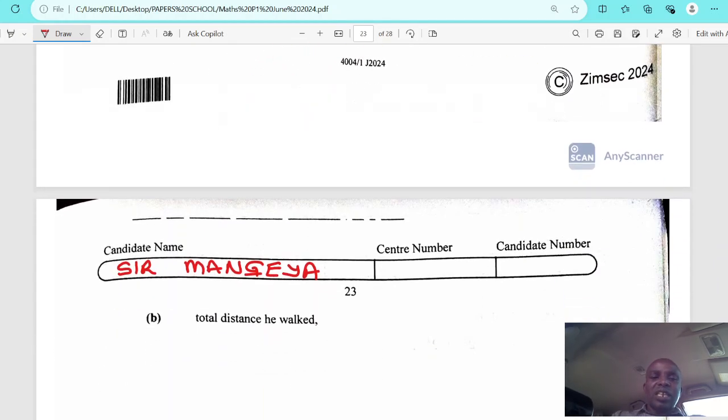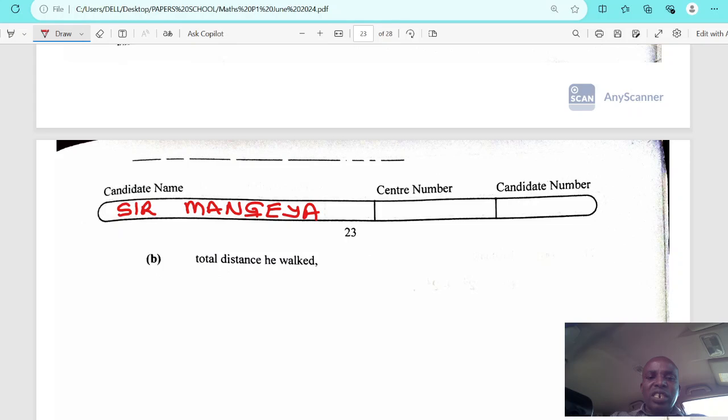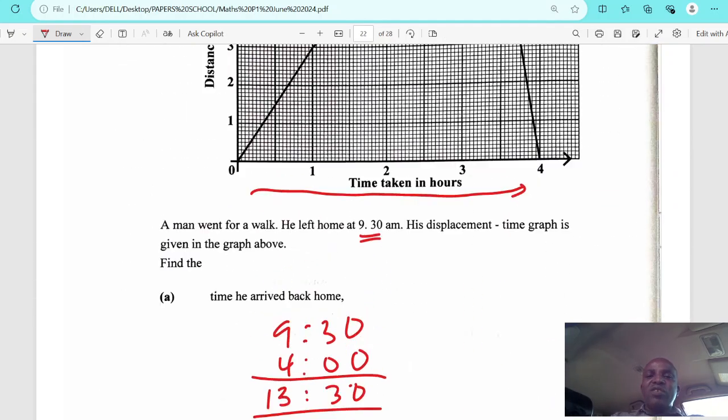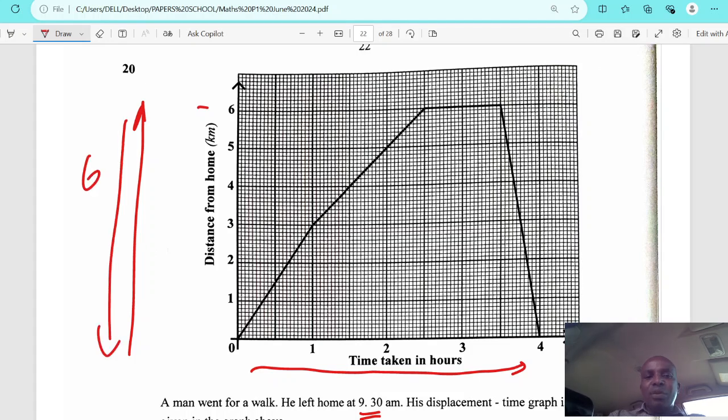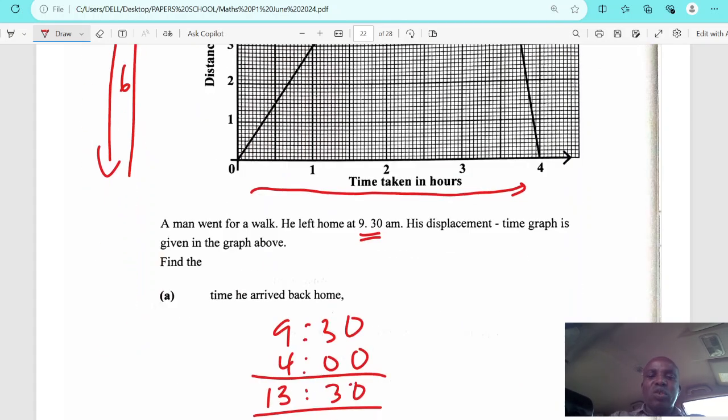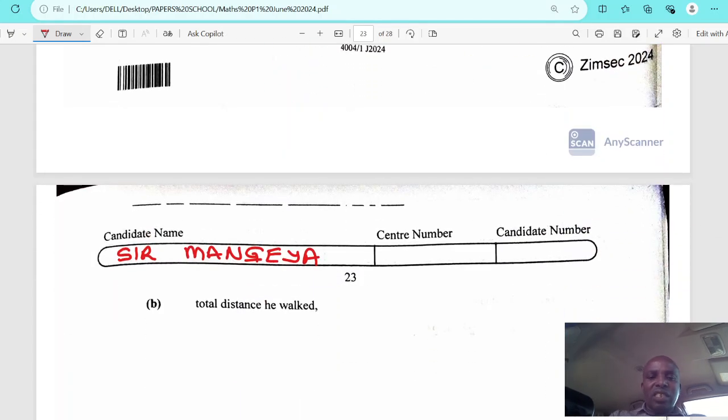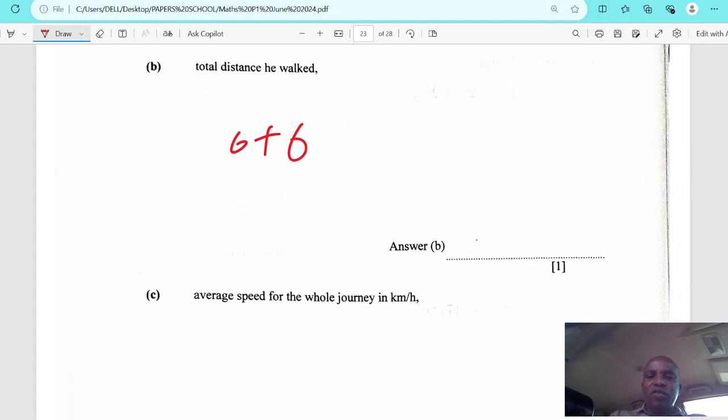Then next, total distance traveled. Total distance traveled in this case is a distance time graph. Otherwise, if it was a velocity time graph, the distance traveled would be the area under the graph. But in this case, distance is already given. So it's the distance going, which is up to this point 6, and back home, which is 6. 6 plus 6 is 12. So it's 12 kilometers.